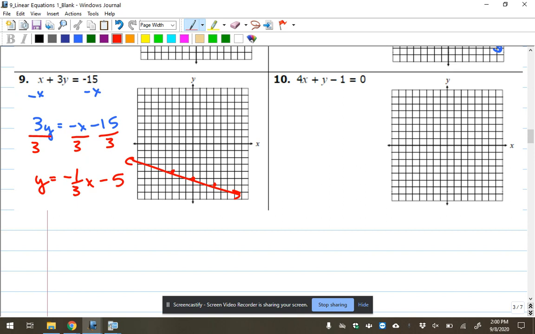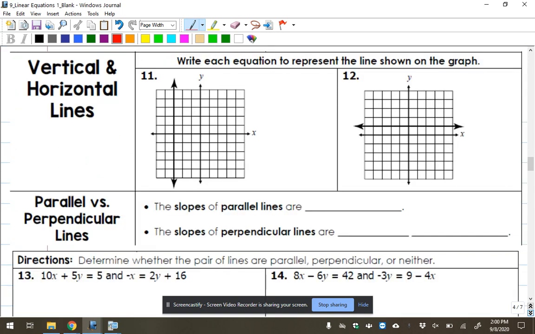Number 10 is just very similar. No need to do it. Okay? All right? It's linear stuff the whole time.